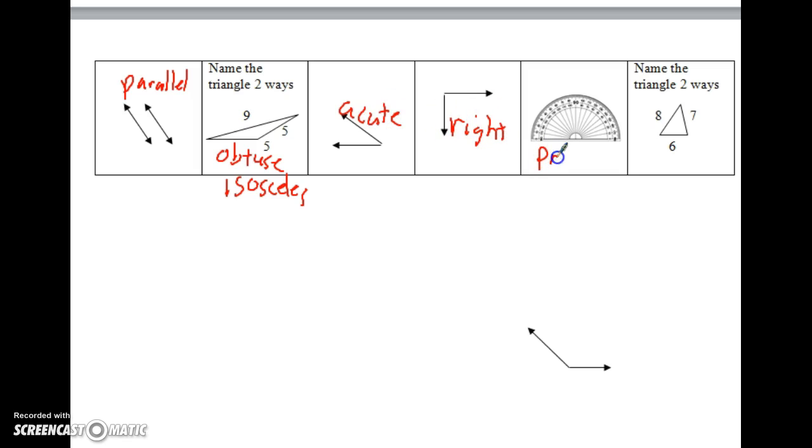This tool is called a protractor. And we have no right, no obtuse. That would make it acute. No sides the same. Scalene. Acute scalene triangle.